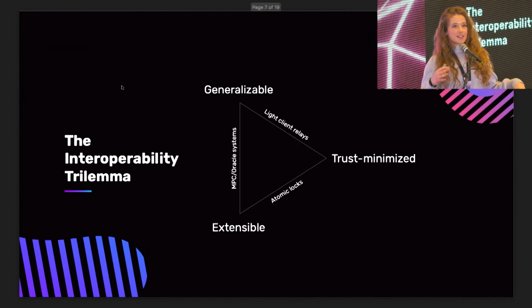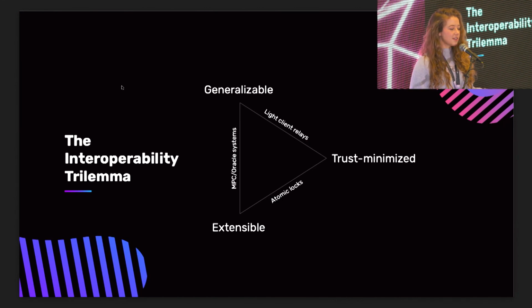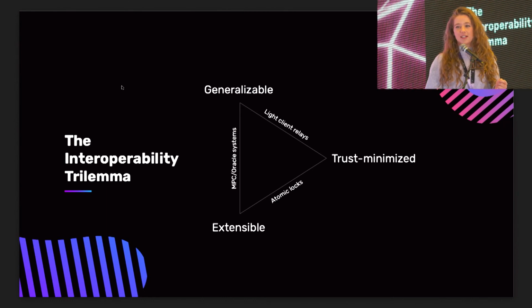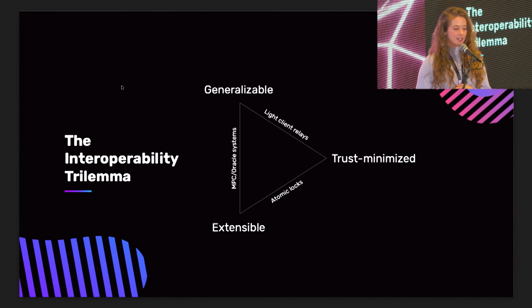So that brings us to a good mental model for how to evaluate different bridge models called the interoperability trilemma. Similar to the scalability trilemma, it says that you can only have 2 of these 3 very desirable properties when you're building a bridge. It can either be generalizable, meaning I can pass whatever data through it, trust minimized, meaning I'm not adding any additional trust assumptions, or extensible, which means I can easily port the same protocol to different domains.